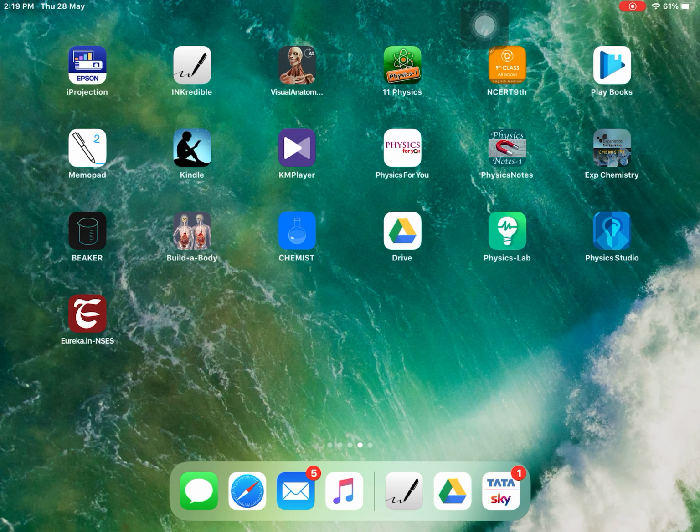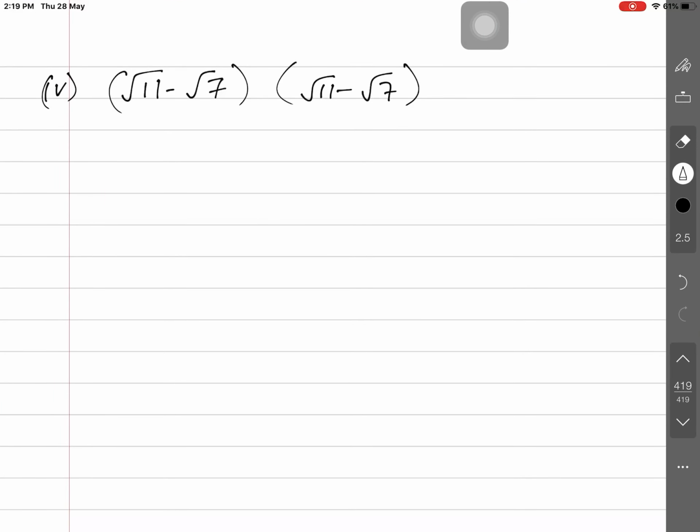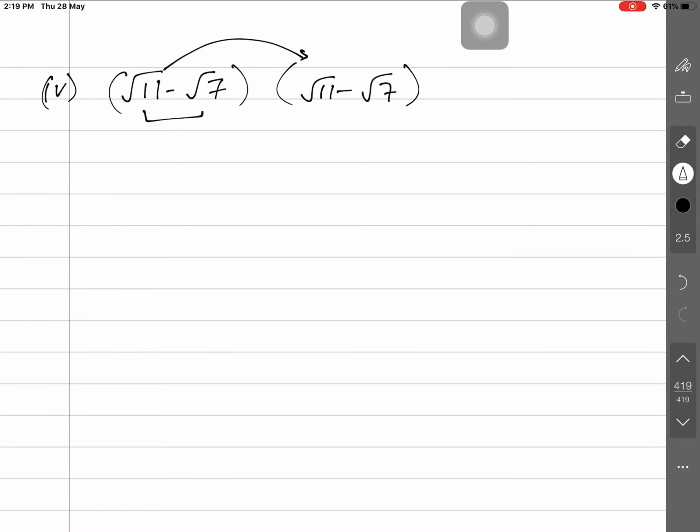So what is the method of solving this kind of question? You can see this is a two-terms expression, and this is also a two-terms expression. So what can we do here? This first root 11 will distribute throughout that. This is called the law of distribution. So first root 11 will multiply to root 11. Is that clear? And then root 11 is to be distributed here.